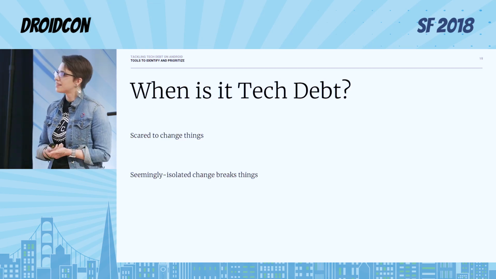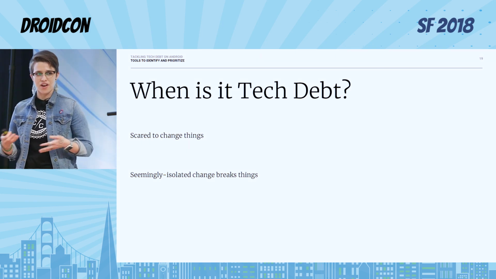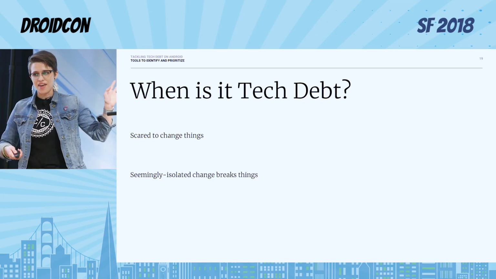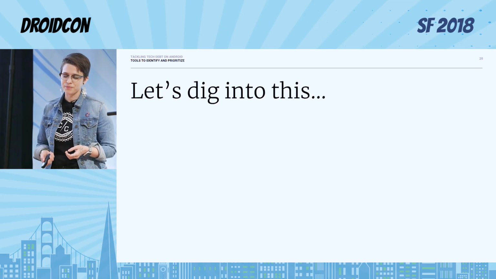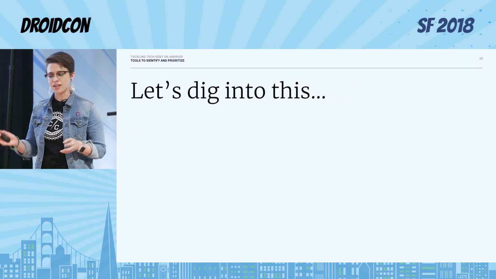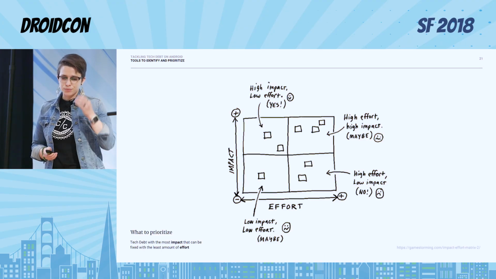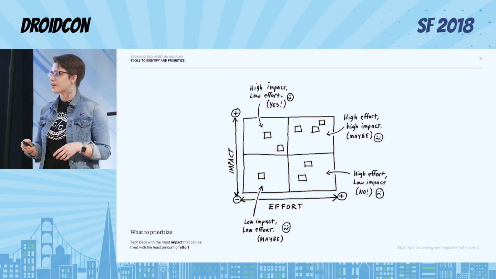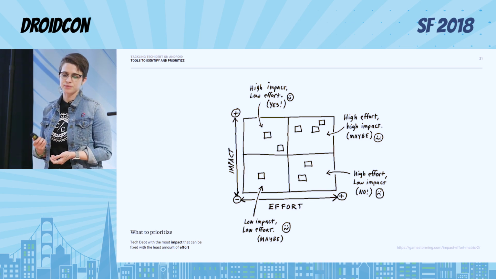So when is it tech debt? If you're scared to change things because you don't have any confidence in whether or not you're going to break something, or if you do change something in one part of the code base and then something seemingly random breaks, then you have tech debt, for sure. So let's dig into this concept a little bit of random changes breaking random things. Ideally, we want to prioritize tech debt that has the most impact and can be fixed with the least amount of effort, right? Something easy that helps a lot of people.